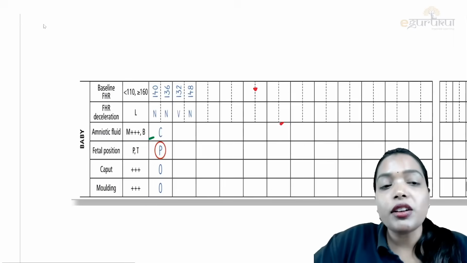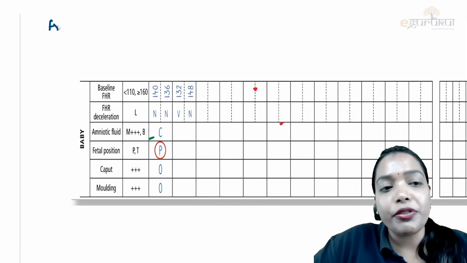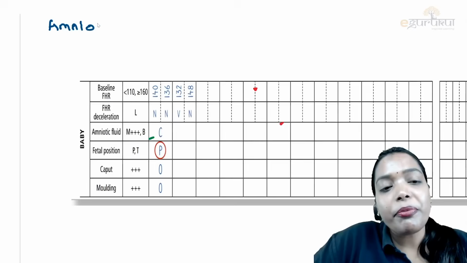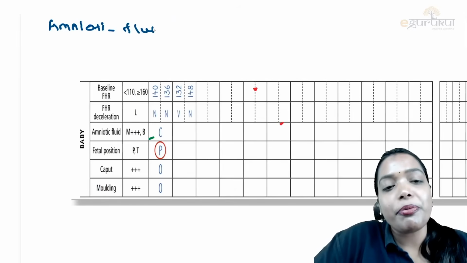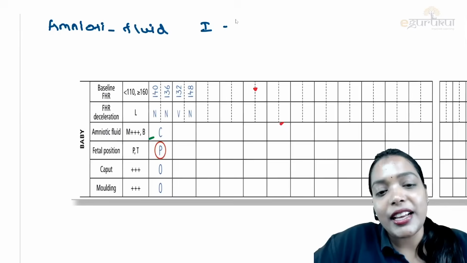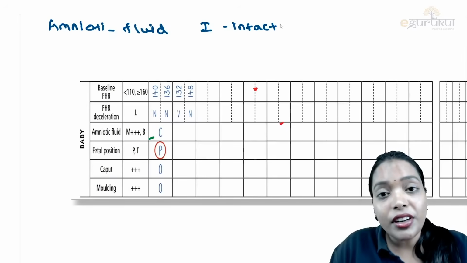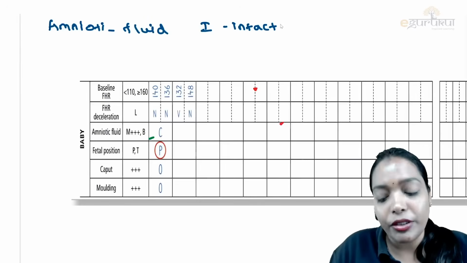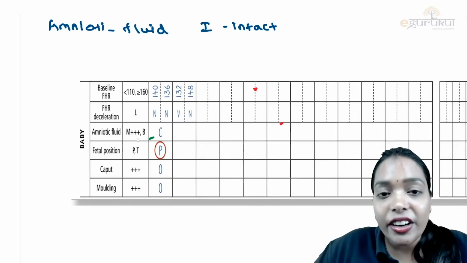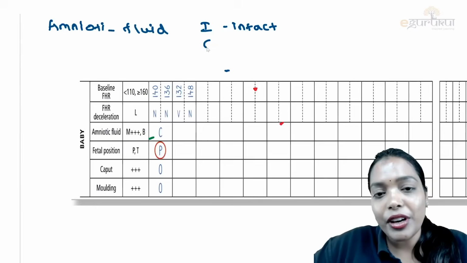Now coming to the third column, which is amniotic fluid. First and foremost, if membranes are intact, you have to write it as I. I means intact. If membranes are ruptured, then comes the colors of the amniotic fluid. If it is a clear fluid, then you're going to write it as C.